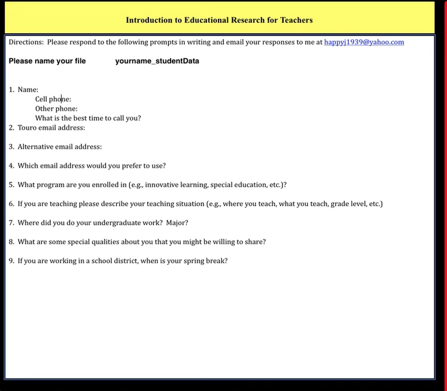What program are you enrolled in? Are you in Innovative Learning, Special Education, or whatever the other ones are? If you are teaching, please describe your teaching situation, where you teach, what you teach, your grade level, the kind of students you teach. Where did you do your undergraduate work? What was your major? What are some special qualities about you that you might be willing to share? And if you are working in a school district, when is your spring break?